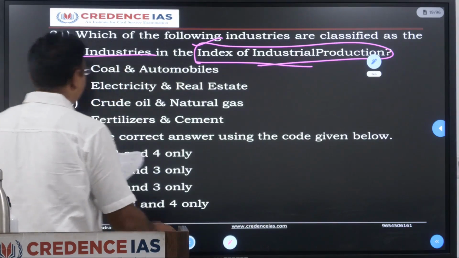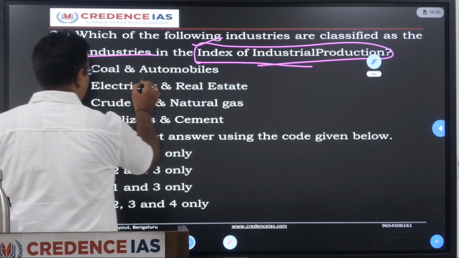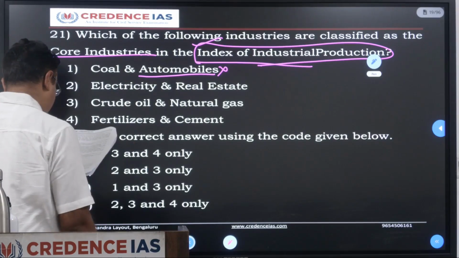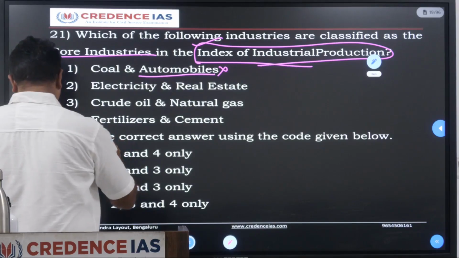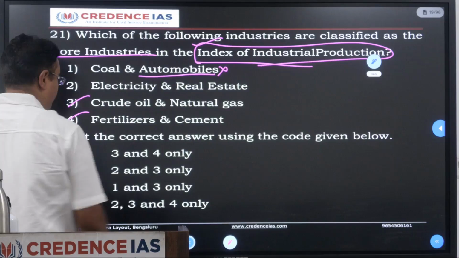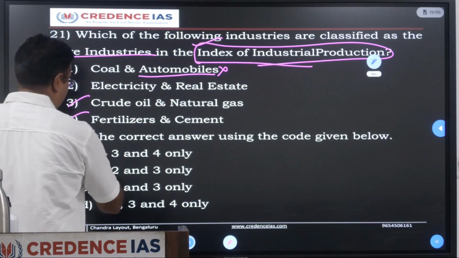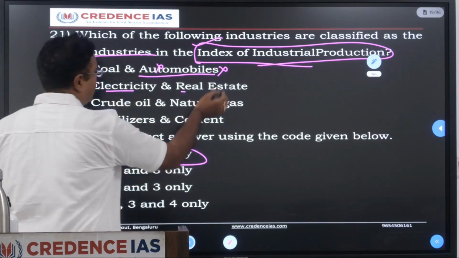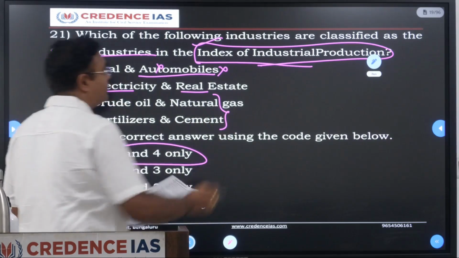Of that, they have given coal and automobiles. Coal is there but automobiles are not. Then electricity and real estate: electricity is there, right? Then crude oil, natural gas, yes. Fertilizers and cement, yes. So the option given here is A. Options 3 and 4: automobiles is not there, and real estate is not there, though electricity is. So you have to eliminate those.